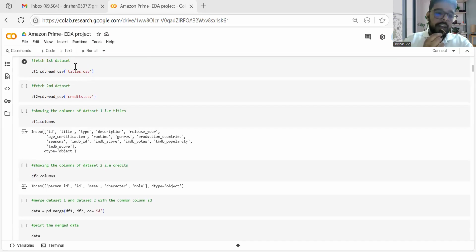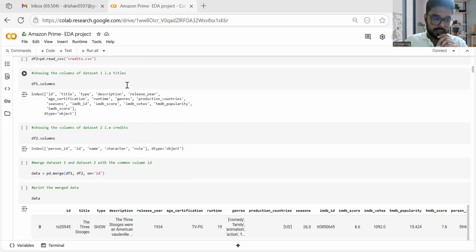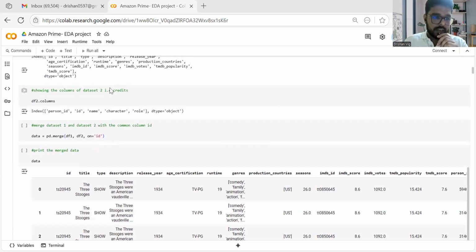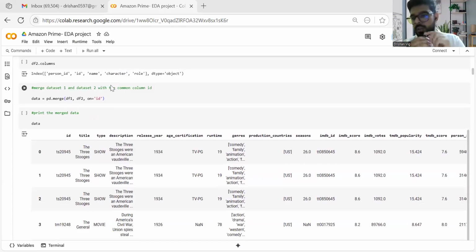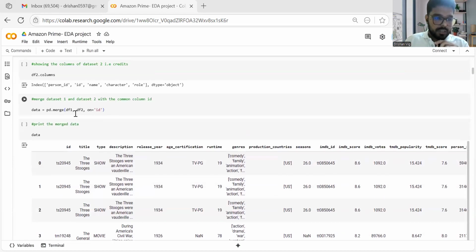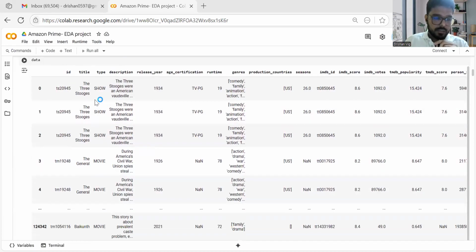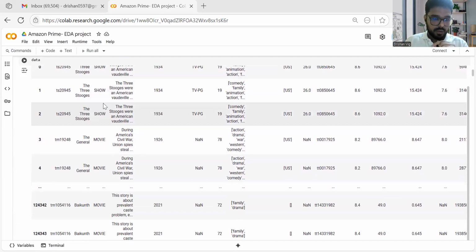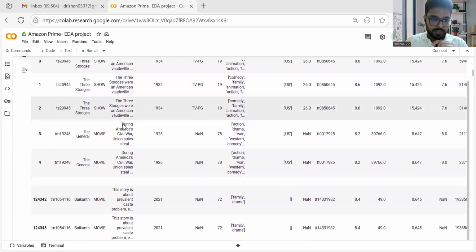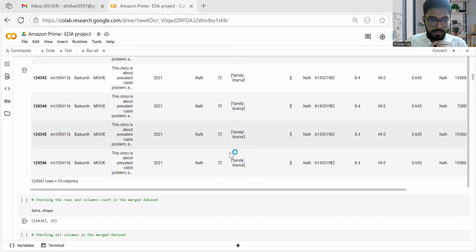While displaying the input, here are the unique columns of the title data set, and for the credit data set, these are the columns. Now it's time to merge these two data sets on the basis of a column, that is ID. After merging these two data sets, here comes the output. This is the merged data of the two data sets.